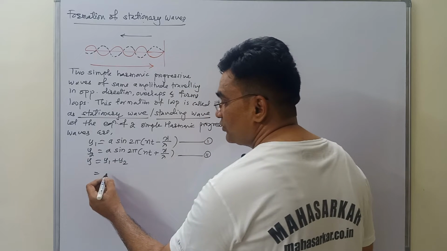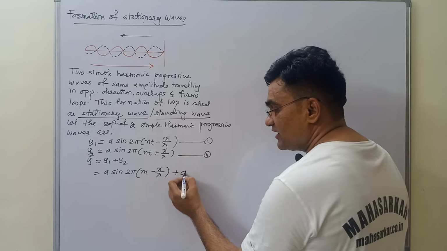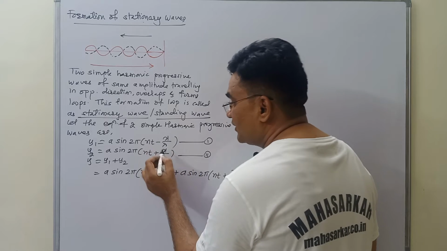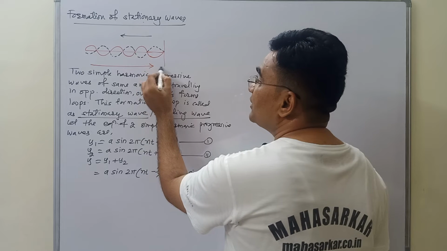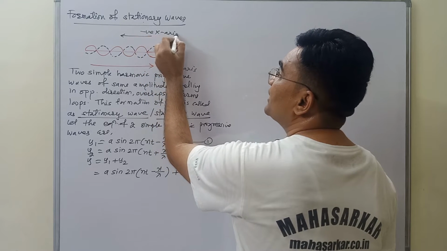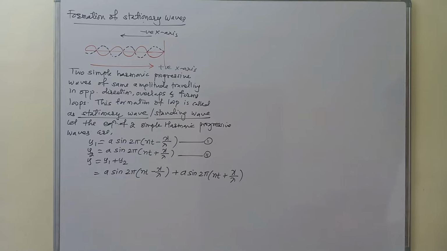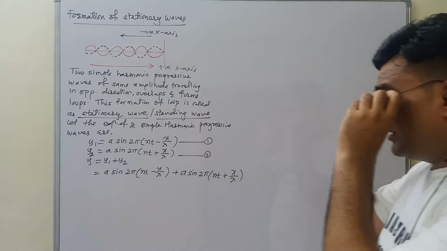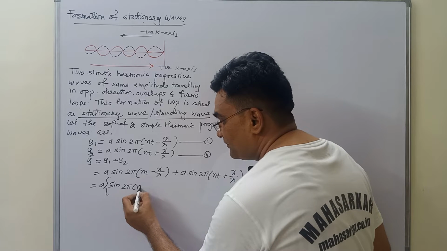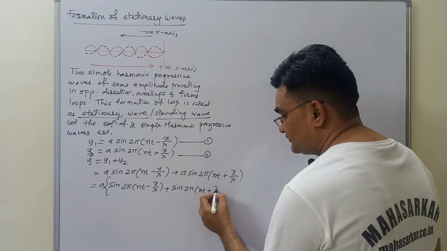So substituting these values, what are we going to get? a sine 2 pi (nt minus x upon lambda) plus a sine 2 pi (nt plus x upon lambda). You have to note that I have given the first wave with negative sign and the second wave with what? Positive sign. The first wave is traveling along the positive x-axis, whereas the second wave is traveling along the negative x-axis. So when it is negative, this distance is already lagging behind, so minus minus is getting plus. If you remember, you have already learned this in the previous lesson or in 11th standard. Now, if I take a common, then a times sine 2 pi (nt minus x upon lambda) plus sine 2 pi (nt plus x upon lambda).